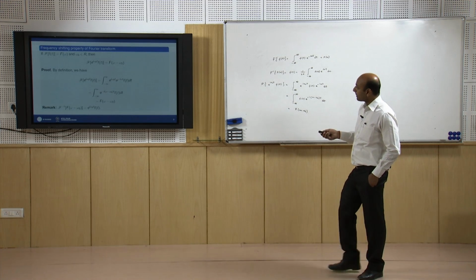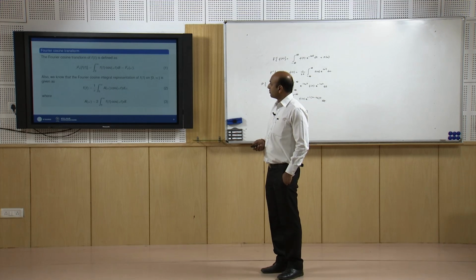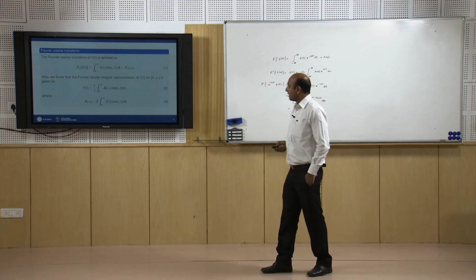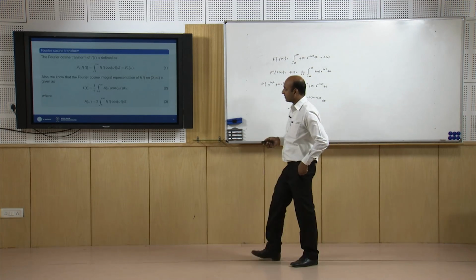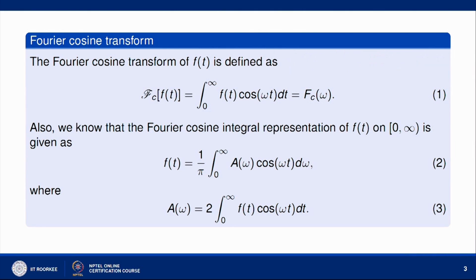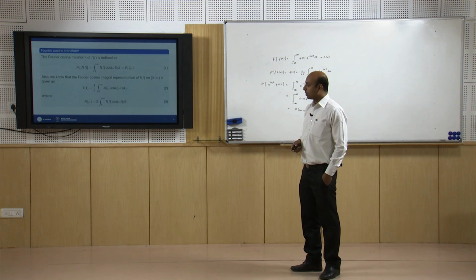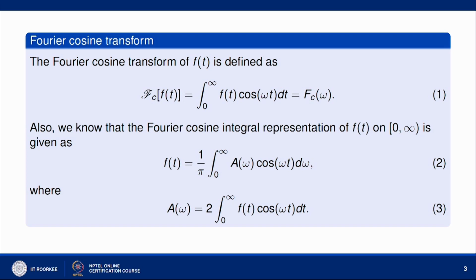Okay. Now, next is the Fourier cosine transform. The Fourier cosine transform of function f(t) is defined as the integral from 0 to infinity of f(t) cos omega t dt, which is given as the Fourier cosine transform of f(t). Now, it comes basically from the Fourier cosine integral representation of function f(t). What is the Fourier cosine integral representation of function f(t)? It is f(t) equals 1 upon pi integral 0 to infinity A(omega) cos omega t d omega, where A(omega) is given by this expression.